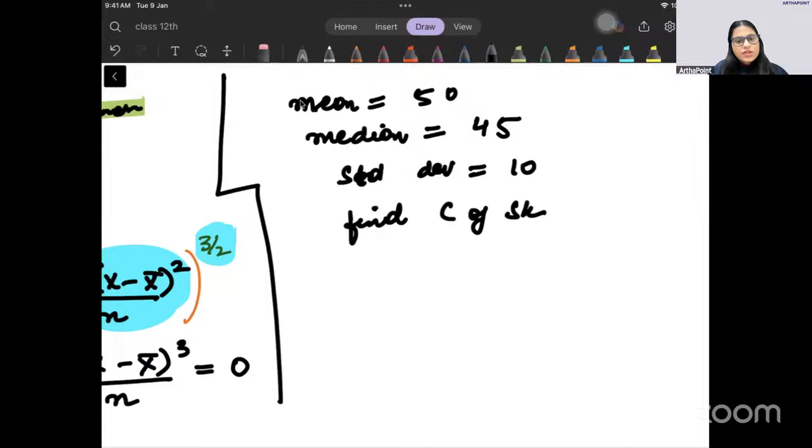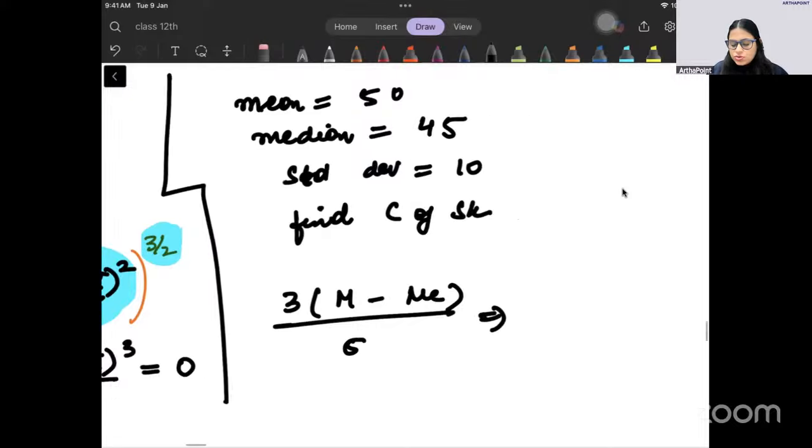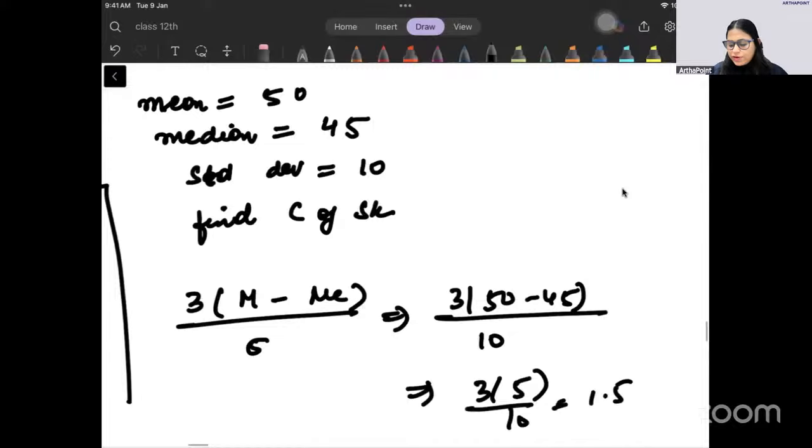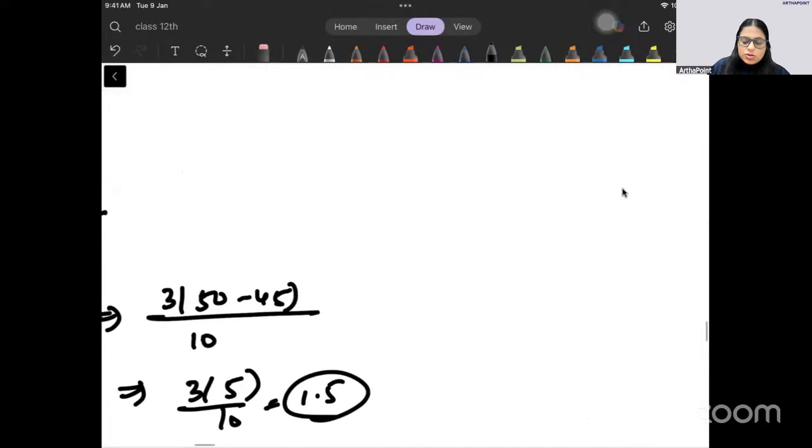Good. All of you are right. The answer will be 3 into (mean minus median) upon standard deviation. So it will be 3 into (50 minus 45) divided by 10, which is 1.5. Good. So try another one.